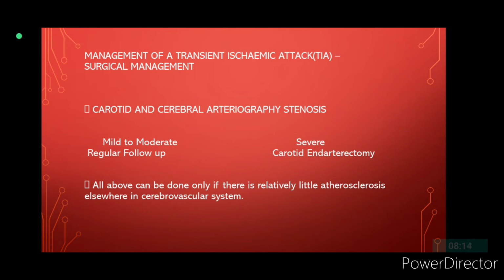Management of a transient ischemic attack, TIA. Surgical management: carotid and cerebral arteriography. Stenosis: mild to moderate, regular follow-up. Severe, carotid endarterectomy. All above can be done only if there is relatively little atherosclerosis elsewhere in the cerebrovascular system.